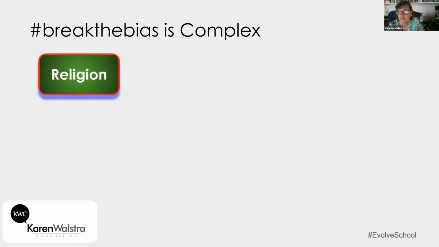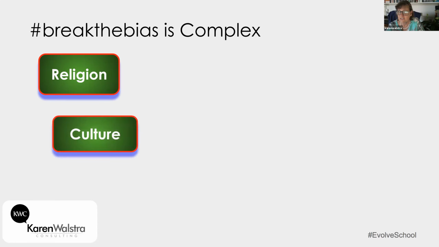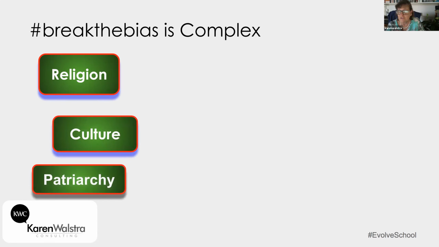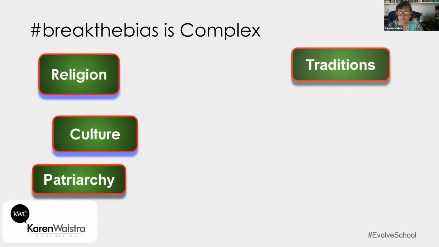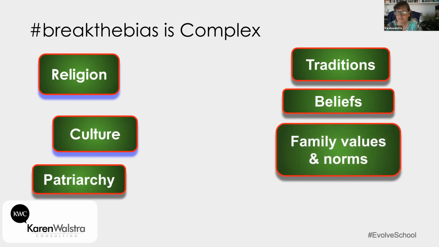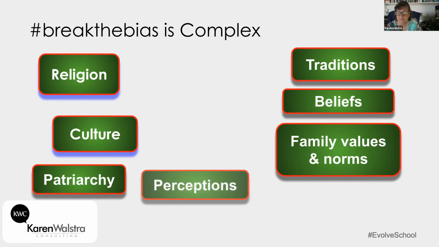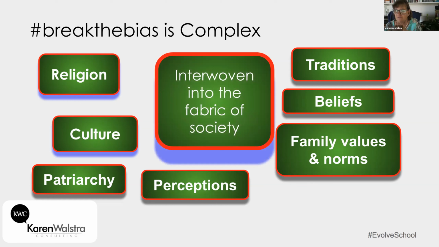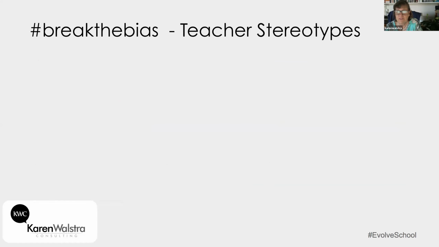Bias comes through the kind of religion we were brought up with, the cultures that we are exposed to, the patriarchy that's around us in all sorts of different ways, the traditions that we have as families, as communities, as schools, our beliefs, our value systems, even outside of what religion might be. Then our own family values and norms have biases within them. Whether we like it or not, we have a perspective, and all the different perceptions within that. So for me, this bias is interwoven into the fabric of society. And how do we actually take it apart within that space?